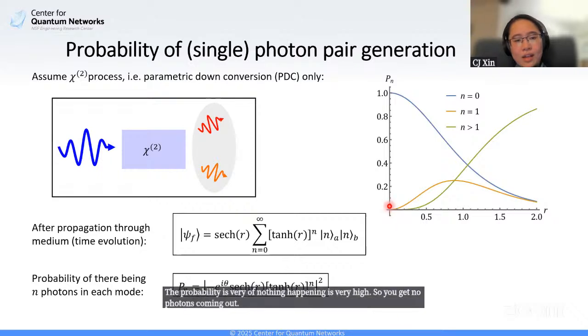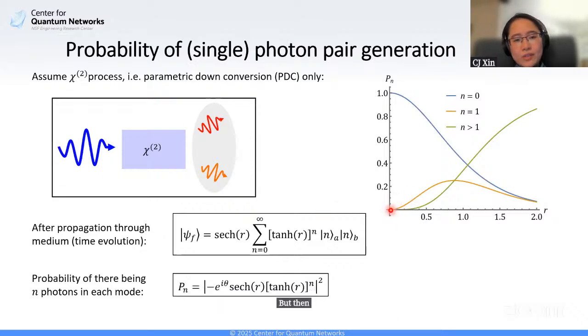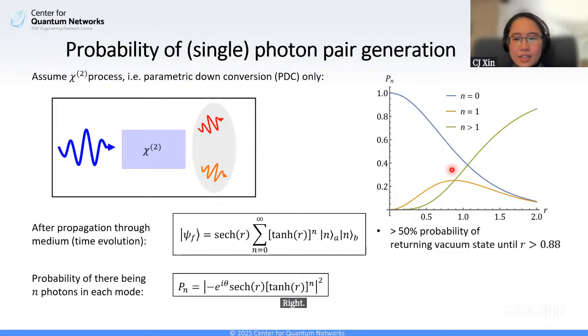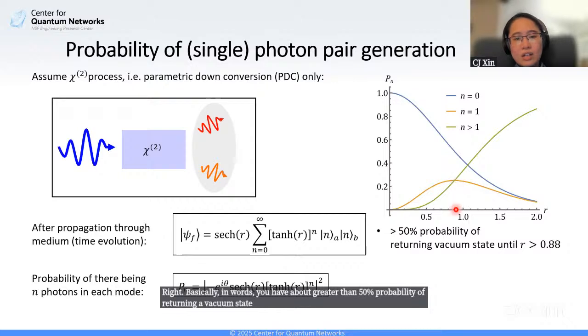But then you get to your useful case, it actually has a turning point that dips down here, but it has a maximum here. And the reason it dips down here is because more multi-pairs are being generated, so this green curve starts going up, right? So basically, in words, you have about greater than 50% probability of returning a vacuum state, so about here, until R is greater than 0.88, so quite high squeezing.